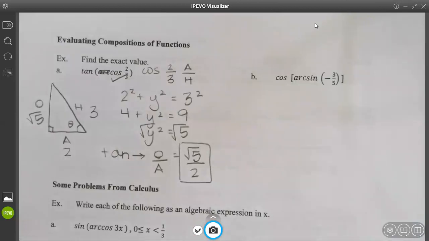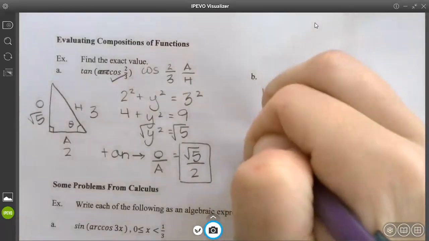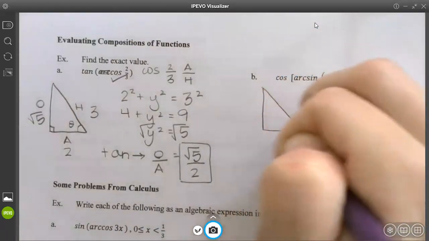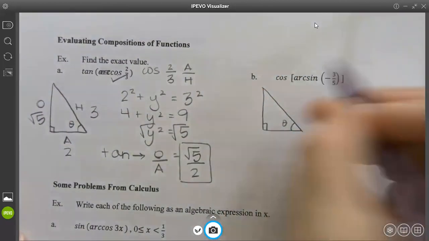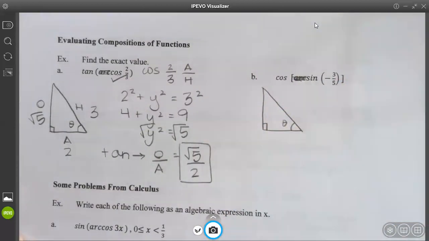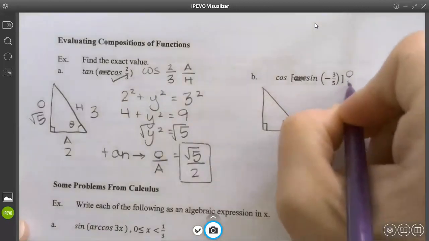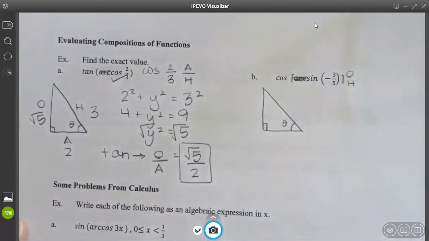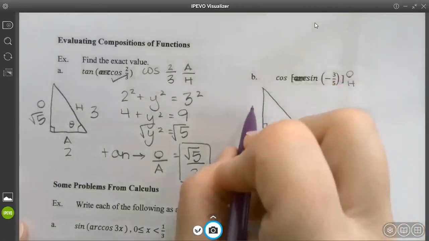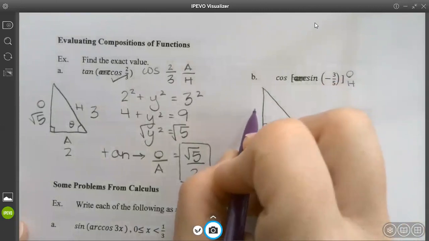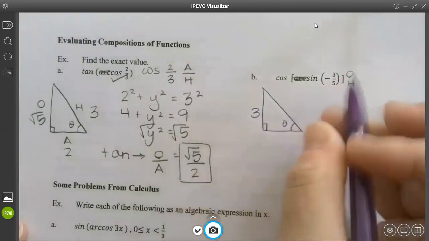All right, look at B. Remember, don't look at this. Just look at sine. What is your sine? Opposite over hypotenuse. So what do we do? Which one is your opposite? What value is your opposite? Which one's your hypotenuse?